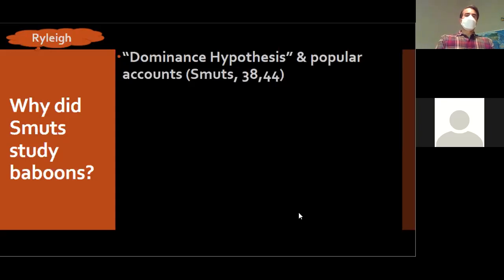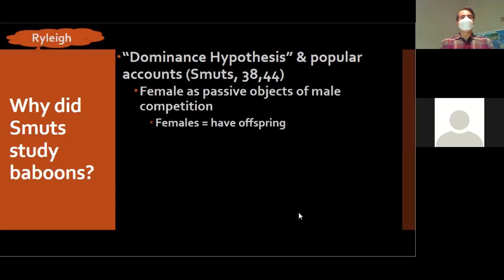And maybe let's give it the benefit of a hypothesis designation here. The hypothesis is basically this: that males of a species are dominant, and so the females become the passive objects, the things that males are competing over. So the males beat each other up, they're in competition, but then they get to have offspring with the females.